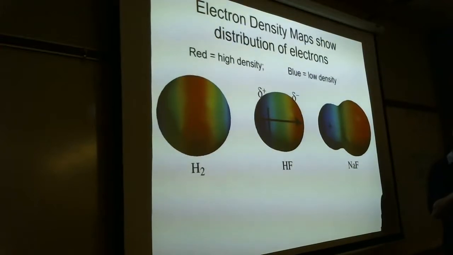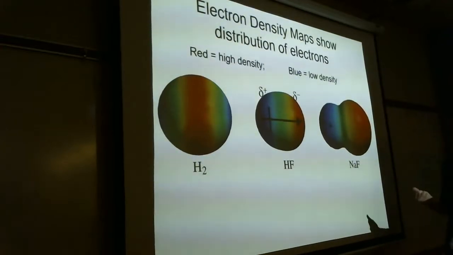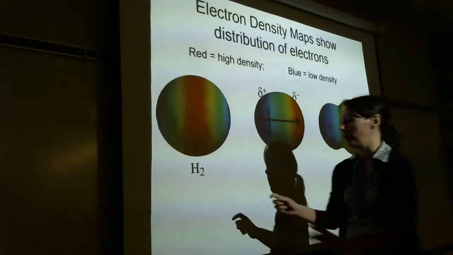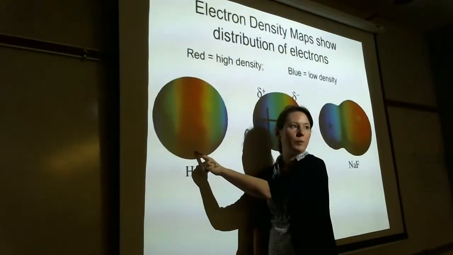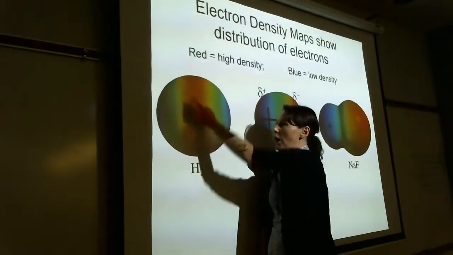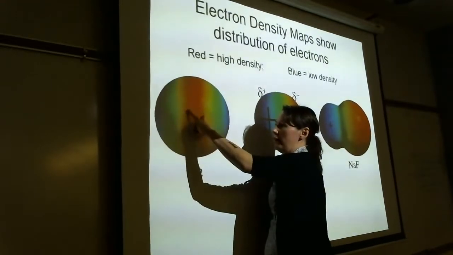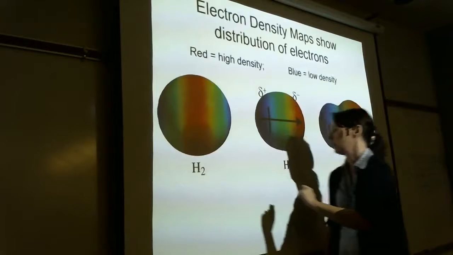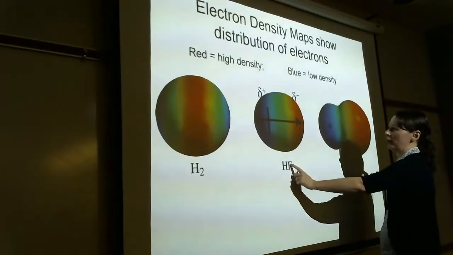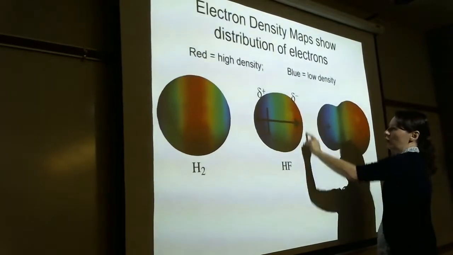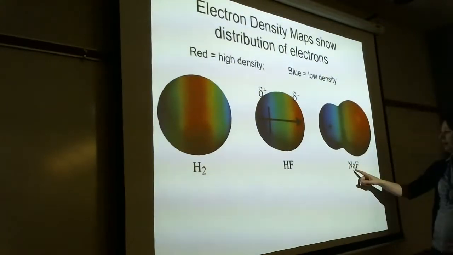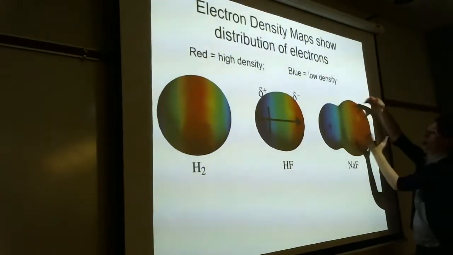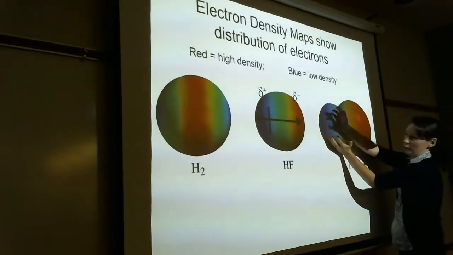Red means high density, and blue means low density. So if we're looking at H2, that's why it's red straight down the middle, because it's being shared equally. So all the electrons are between the two nuclei. That's why this one's red. We're looking at HF. Notice it's red over here, and it's blue over here. And then in AF, the whole piece is red, and this whole piece is blue.